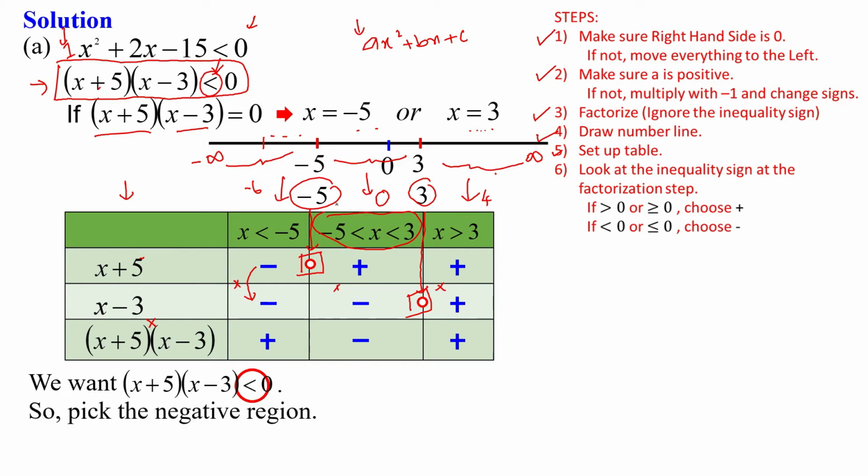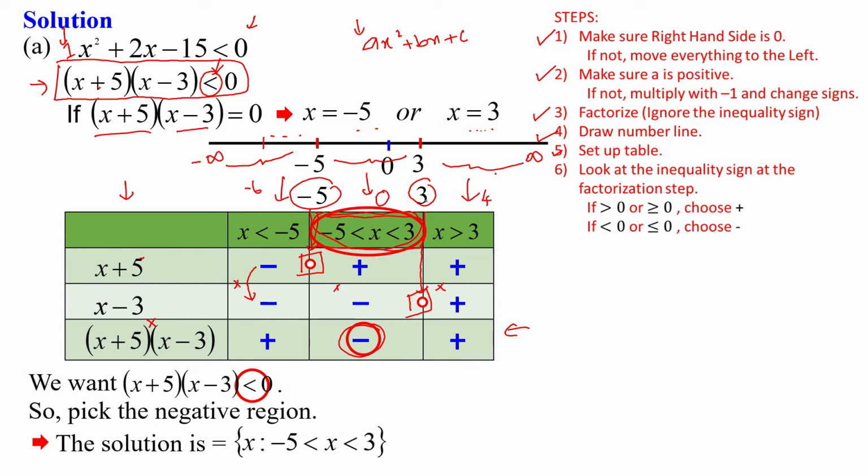So we pick the negative region. The negative region of this factorization, look at the last row, is just here. So that means our final answer is this middle region. The solution is written in solution set, or also can be written in interval form, like this.